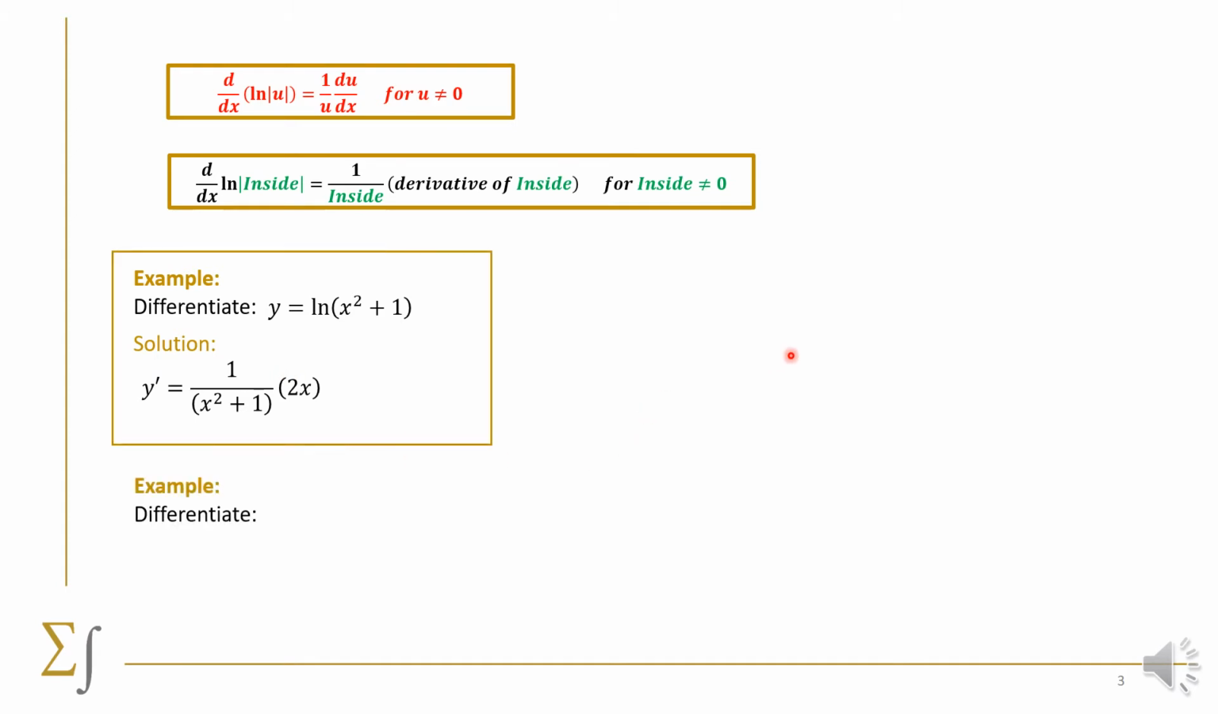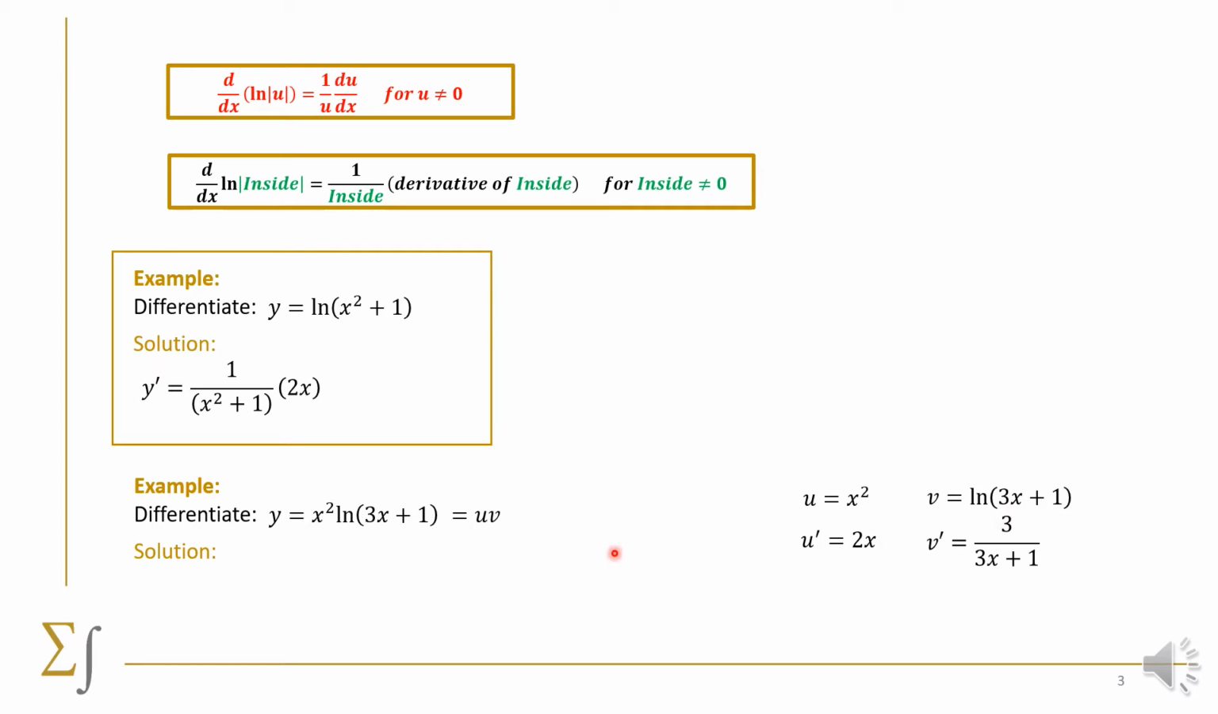Let's see another example. Differentiate y equals x squared times ln of (3x plus 1). Here we have the product of two functions, u and v. We take u to be equal to x squared and v to be equal to ln of (3x plus 1) as written here. We differentiate the u, we differentiate the v so that we apply the product rule. So u prime is 2x, v prime is 1 over inside times derivative of inside, which is 3.